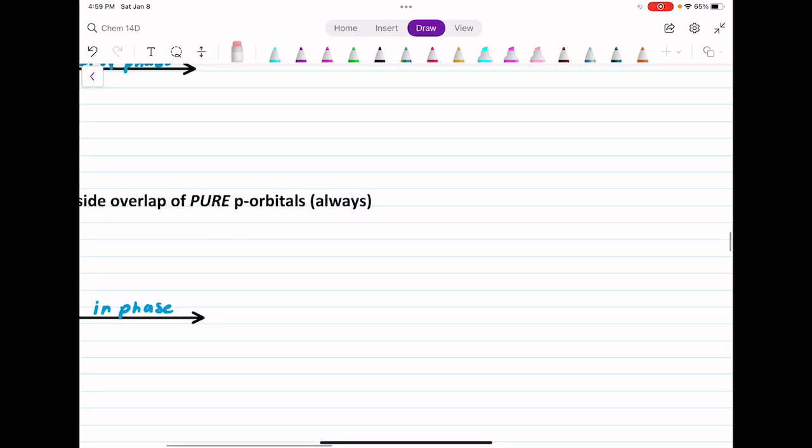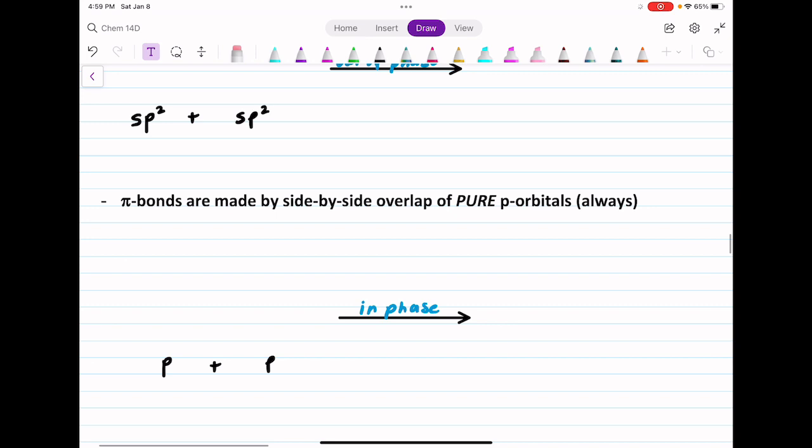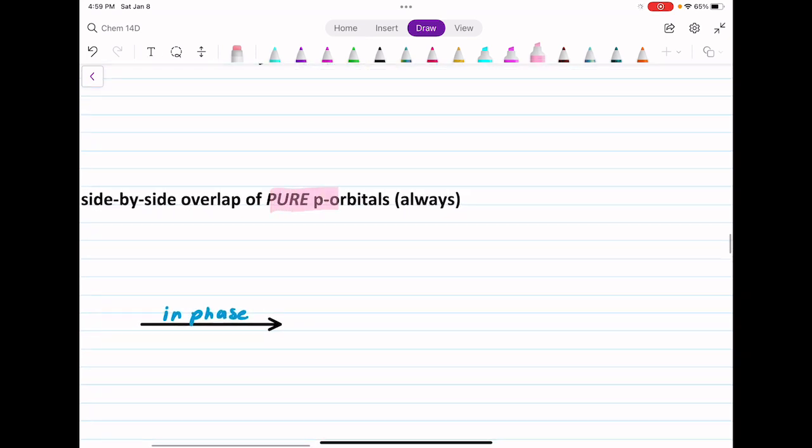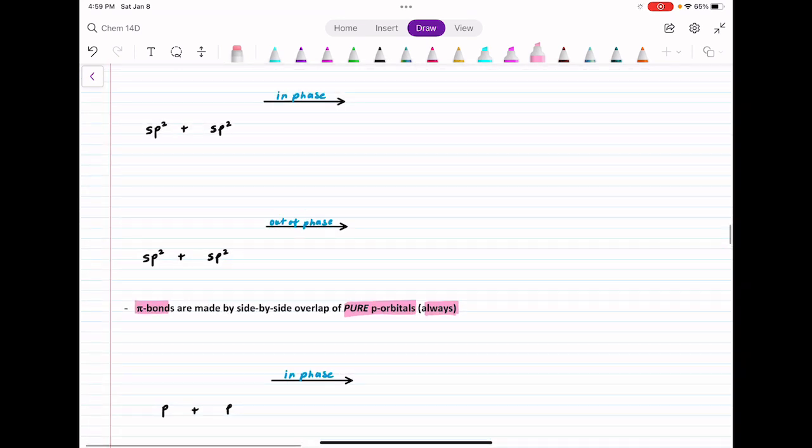Actually, I just have it right here, so let's just highlight that. Pi bonds need to be made of pure p orbitals, always. And when you see the way that they overlap compared to sigma bonds, out of necessity, you'll see why they need to be made of pure p orbitals. But we're not going to talk about that just yet. For right now, let's all accept that we need pure p orbitals anytime we want to make any form of a pi bond.